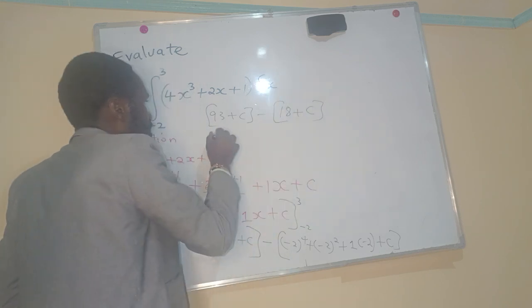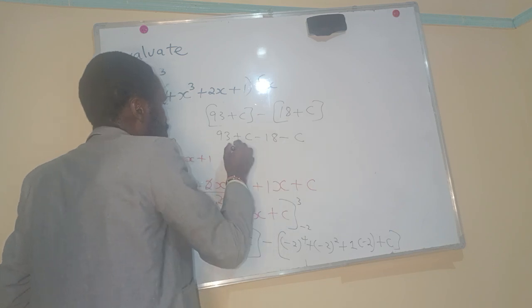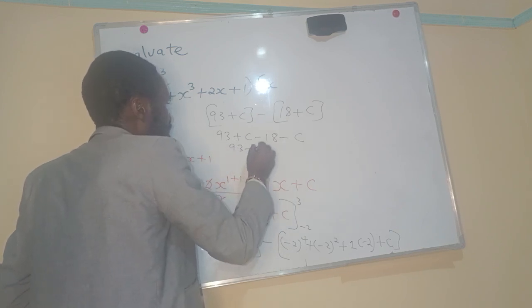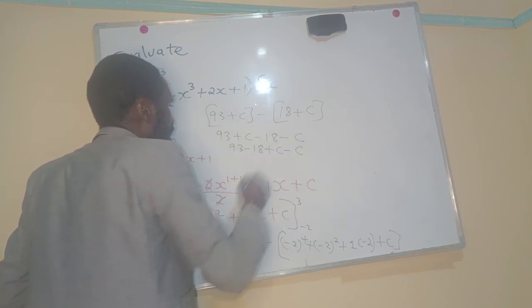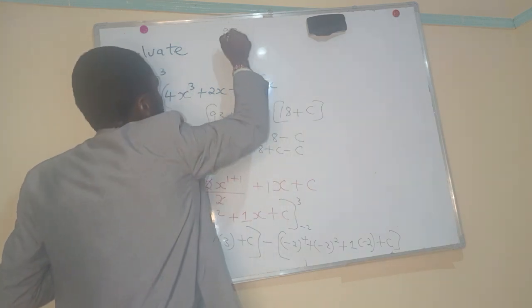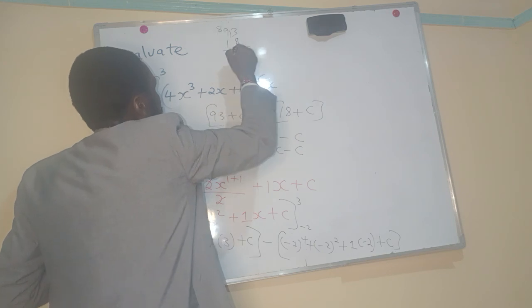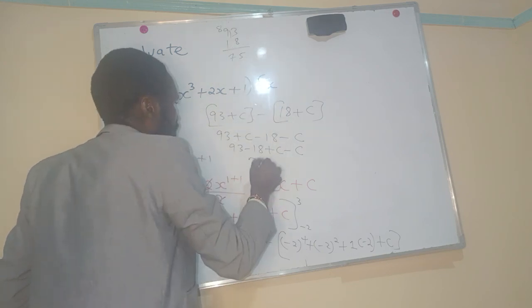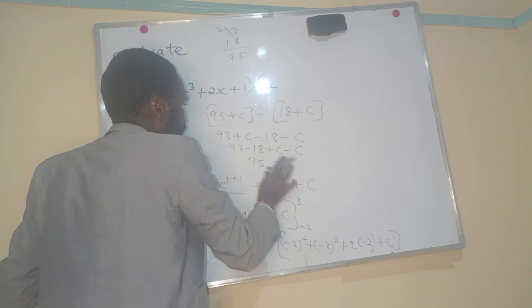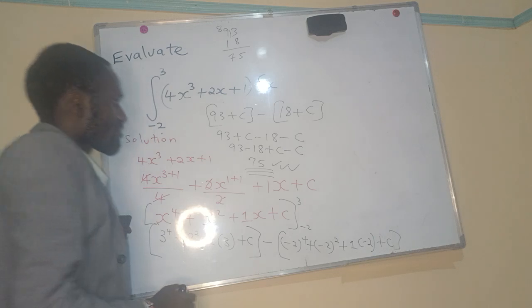Let's open the brackets. 93 plus c minus 18 minus c. So it will be 93 minus 18 plus c minus c. So it is 93 minus 18, that is 75. And of course, c minus c is just 0. So we shall have 75 as our final answer to that question. Correct.